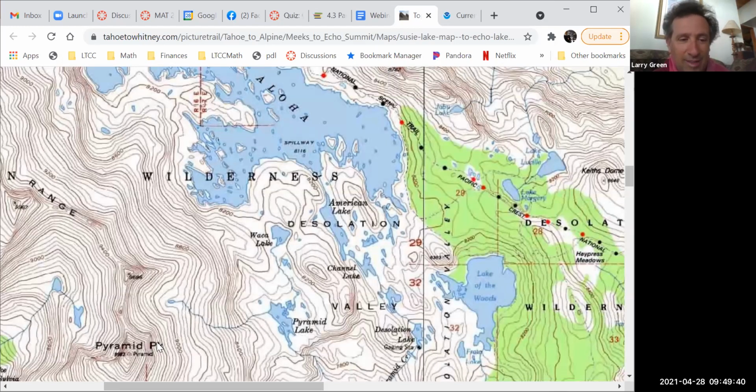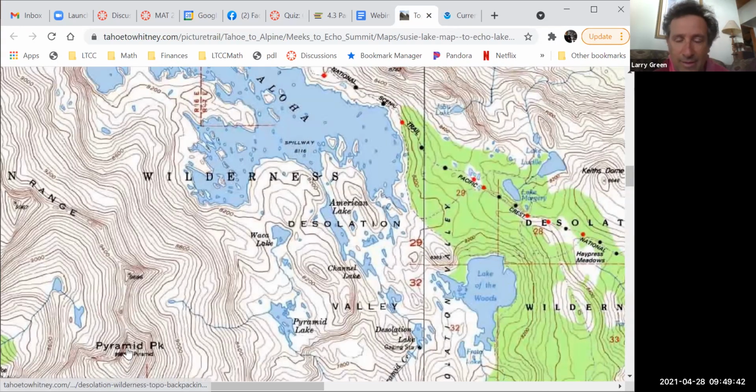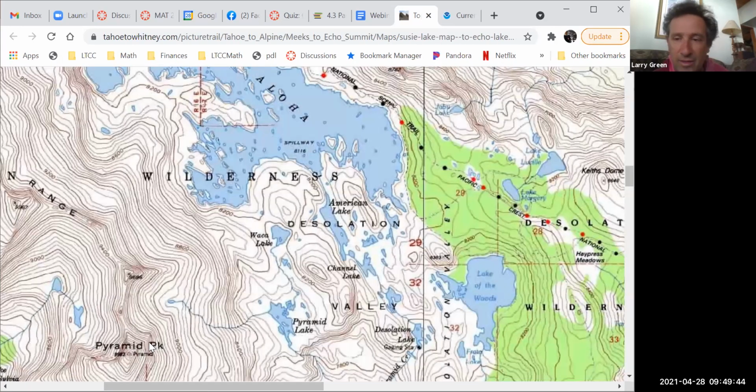Any questions on this idea? Any questions? Okay. If you haven't been here, I strongly recommend it, by the way, but only if you're into serious hikes and backpacking. You gotta be in good shape.